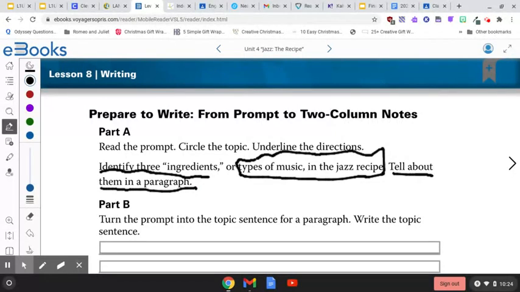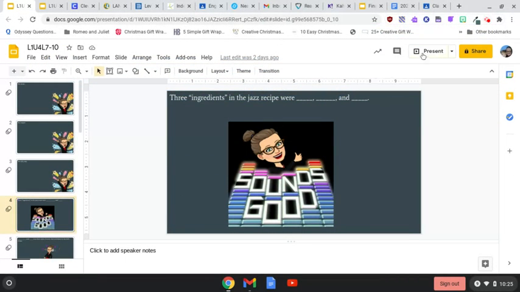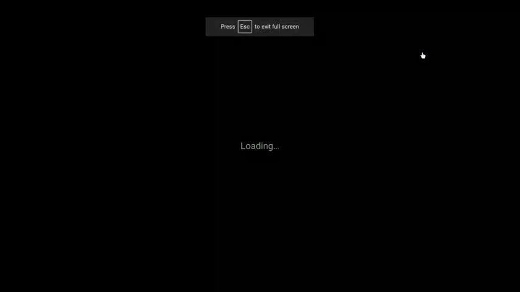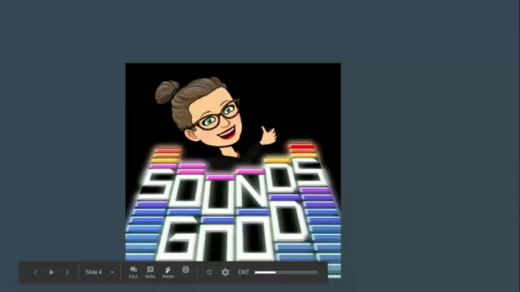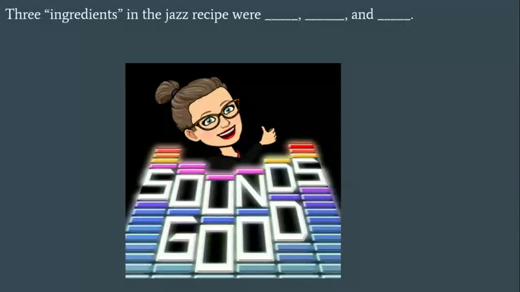How many ingredients are you going to identify? What else are you supposed to include? How long is the response supposed to be? How can you use part of the prompt in developing our topic sentence? Let's look at an example sentence frame for your topic sentence. Three ingredients in the jazz recipe were blank, blank, and blank.